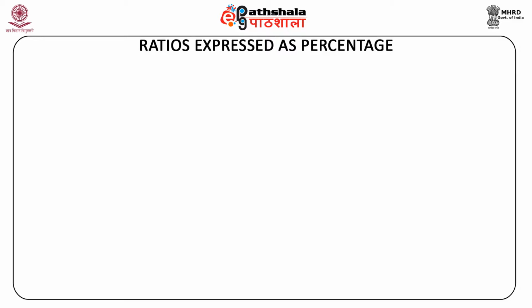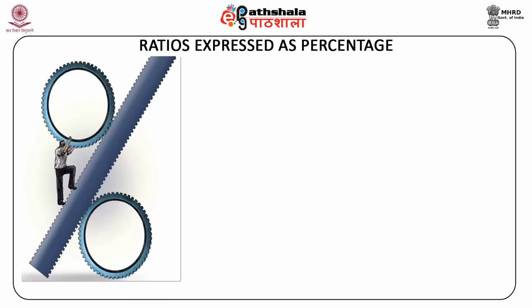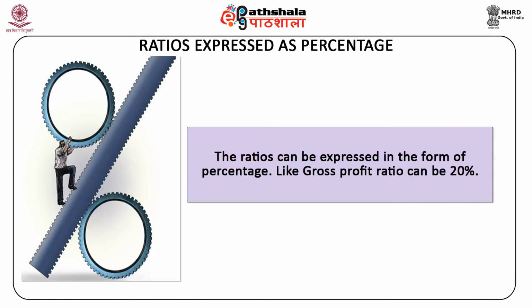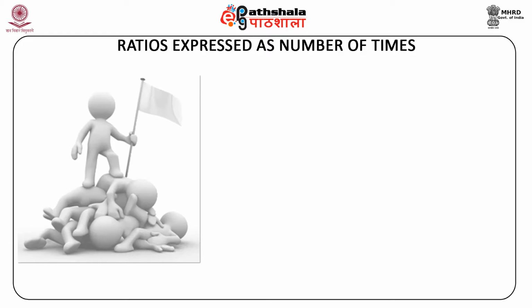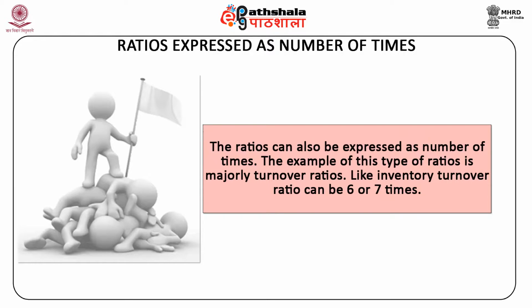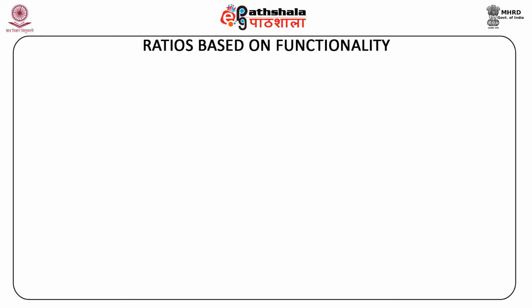Ratios expressed as percentage. The ratios can be expressed in the form of percentage, like gross profit ratio can be 20%. Ratios expressed as number of times. The ratios can also be expressed as number of times. The example of this type of ratios is mainly turnover ratios, like inventory turnover ratio can be 6 or 7 times. Ratios based on functionality.